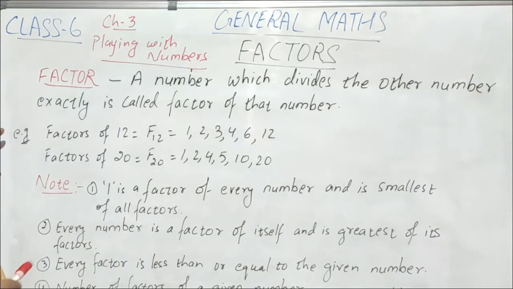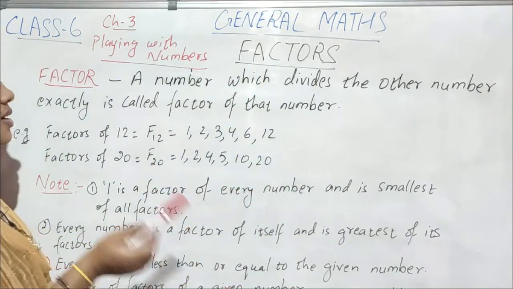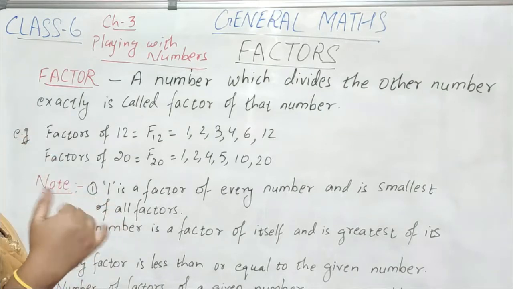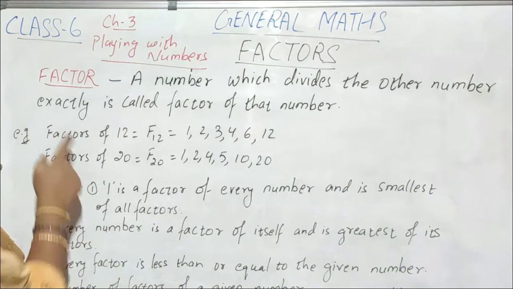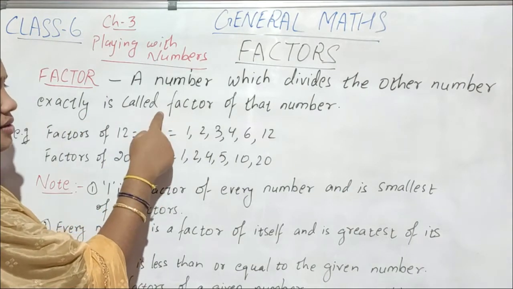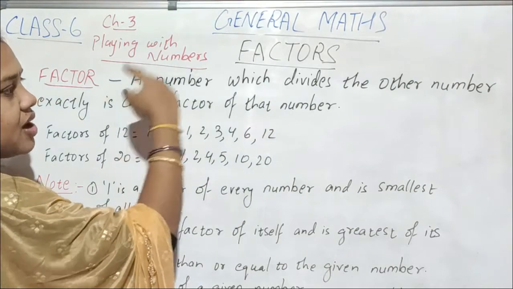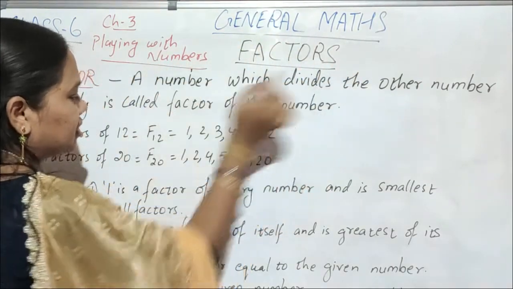Factor. What is a factor? A number which divides another number exactly. There are two numbers. If one number divides another number exactly, then it is called a factor of that number. This number divides that number exactly, so this is a factor of that number.